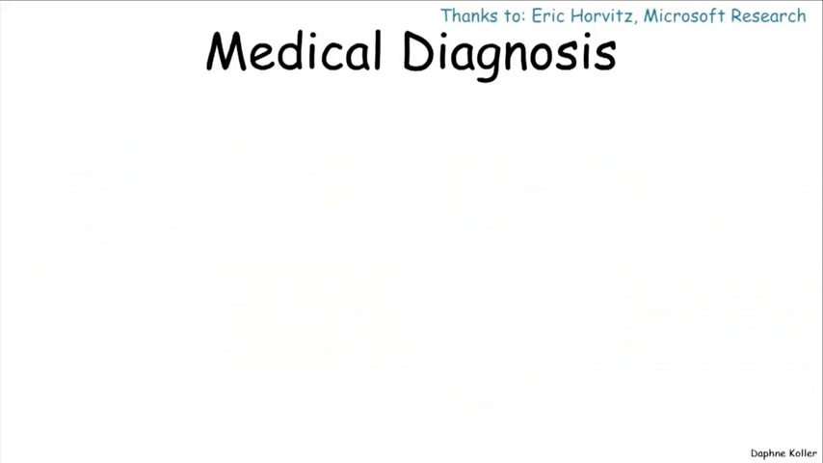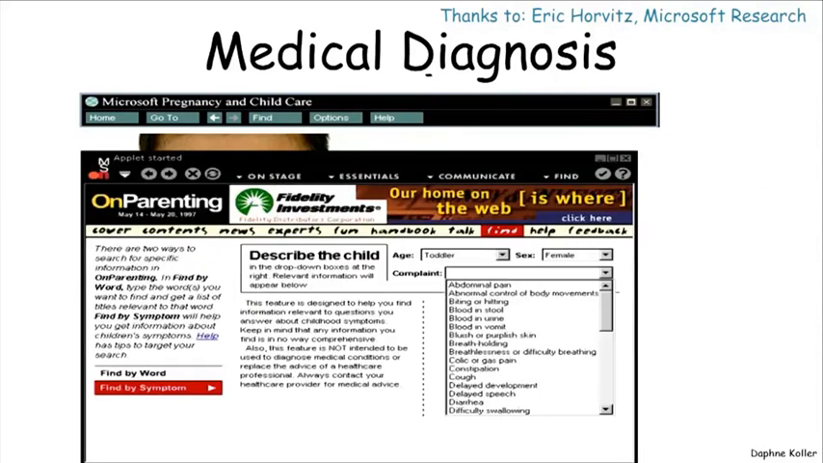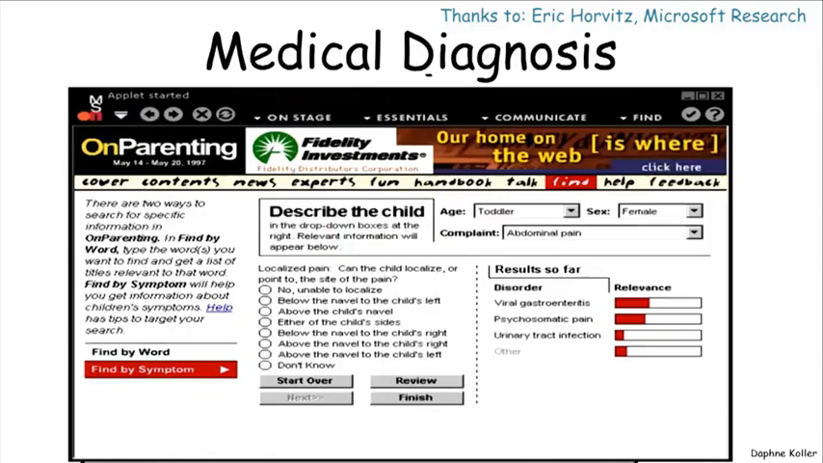We've already discussed medical diagnosis as an example. So here is a real-world application. This was something that was fielded on the Microsoft network for helping parents figure out what was wrong with a sick child. And the site was called On Parenting, and parents could enter the primary complaint and then were led through a series of questions that allowed the system to provide a probability distribution over the most likely diagnoses of what was ailing the child.